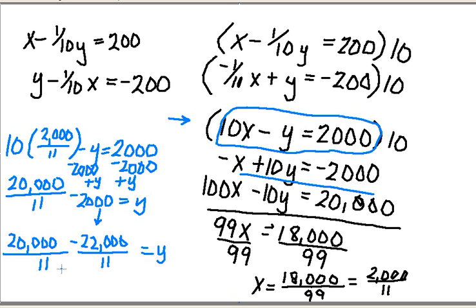Okay. So now if I do this math, I'm going to do the operation on the top. I get minus 2,000. Why? Because 20,000 minus 22,000 just leaves me a negative 2,000. You can use your calculator if you need to. And then I'll keep my denominator, which is 11. So my x was equal to 2,000 over 11, and my y is equal to negative 2,000 over 11. I hope this helps. You can plug it in and check them if you want, but that's how you do it.